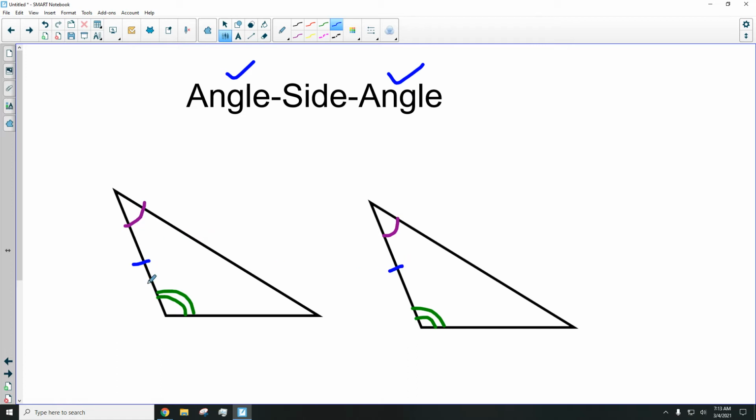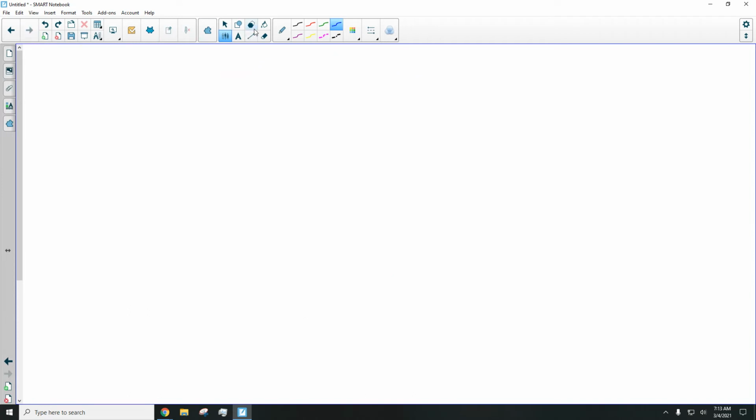The reason it has to be here is because this is the included side. This is the side that both these angles share. It's the side in between the two angles. It has to be this side. Basically, your angles and side have to be on the same part of the triangle. It should go an angle to a side to an angle. That's the only way angle side angle is going to work for these.